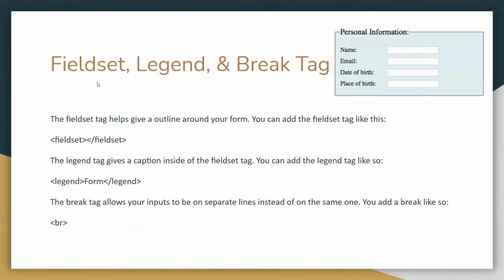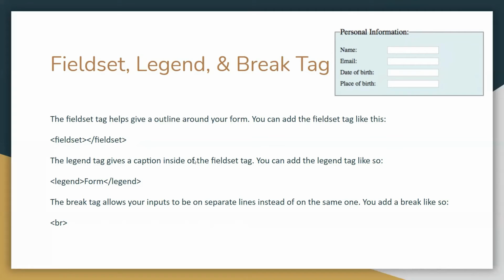Now let's look at the fieldset, legend, and break tag. The fieldset tag lets you give an outline around your form. You can add the fieldset tag like this. You can see we have an opening fieldset tag and an ending fieldset tag. You'll add the opening at the very beginning of your form, and you'll add the ending fieldset at the very end of your form, so it goes all the way around your form.